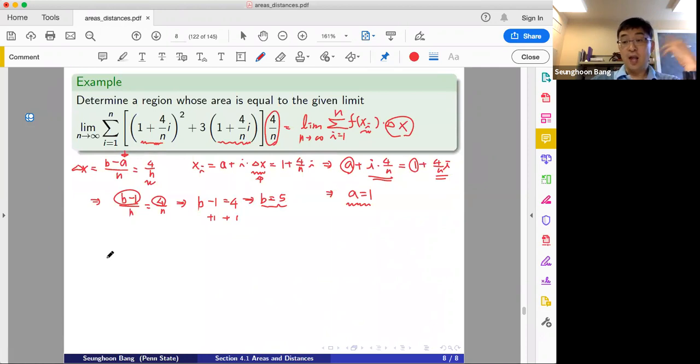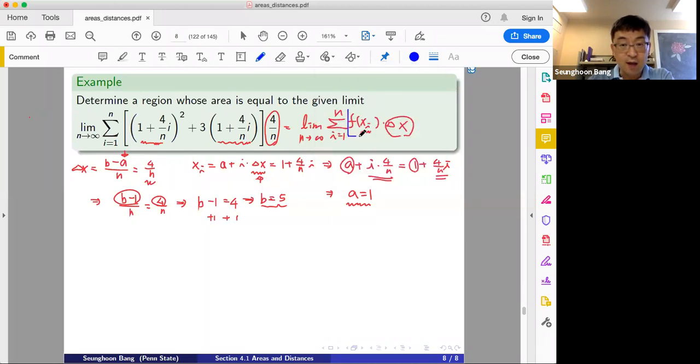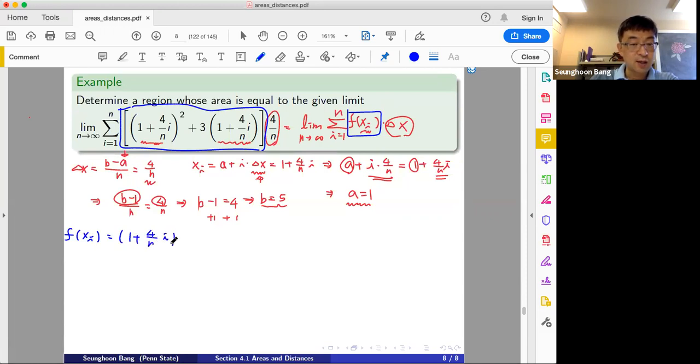Next, you can find f of x. What's f of x? Let's think about it. You can compare this one. What's f of xi? F of xi is the whole remaining part of this expression. So the f of xi is the whole thing, 1 plus 4i over n squared plus 3 times 1 plus 4i over n.